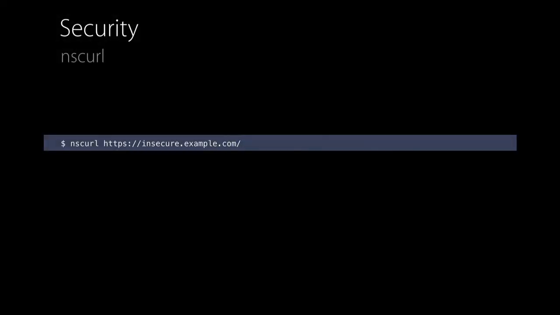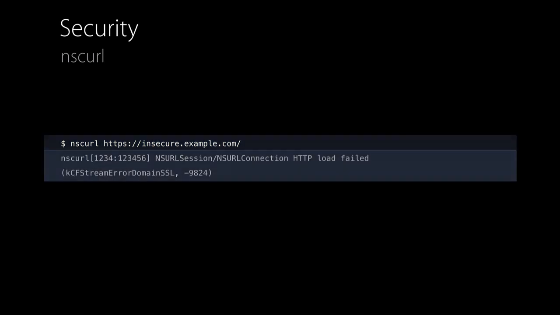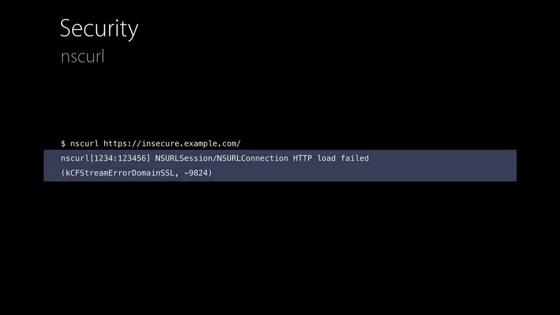Now here I'm going to use nsurl simply to grab the root document of this server. So if I execute this command, whoa, I see that, hey, the HTTP load failed. That's funny, I used to be able to connect to that server. Let's find out if our theory about RC4 is true or not.